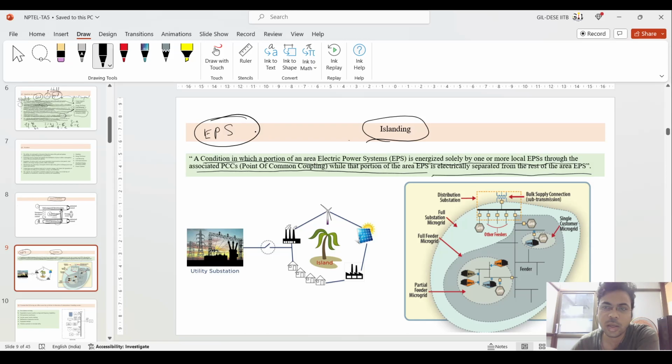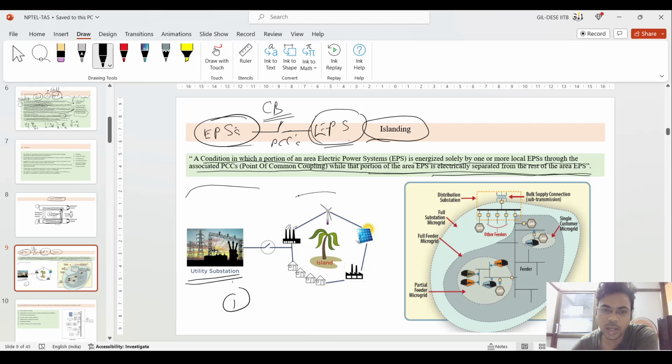It means you have the area EPS, which is the main utility grid, connected with the other EPSs which have self-generating capacity, and this portion of the area EPS can be electrically separated from the rest of the area. This EPS can be separated from the other EPSs through the point of common coupling. Maybe a circuit breaker can be there. If you open the circuit breaker, then the right side EPS will be isolated from the rest of the EPSs.